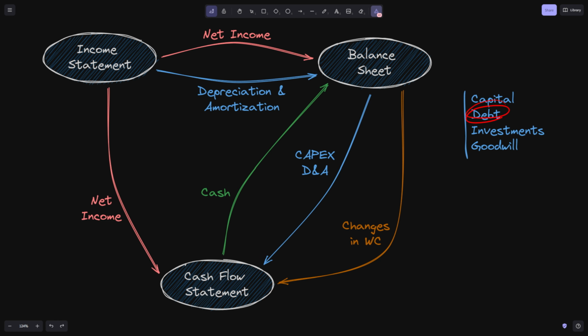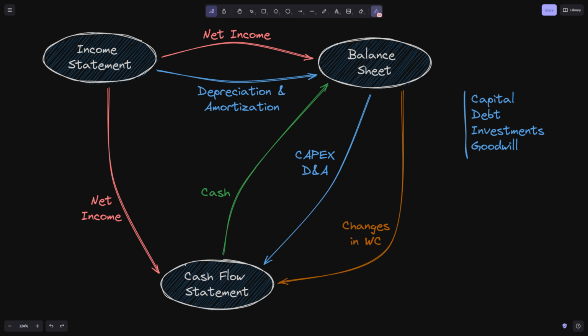Then you might have debt. Debt would be on the balance sheet, but the interest related to this debt will be on the income statement. And also any repayment or utilization of debt balances, as well as payments of interests, will be in the cash flow statement. You can have different investments like investment properties, or maybe even acquiring a company and generating some goodwill.